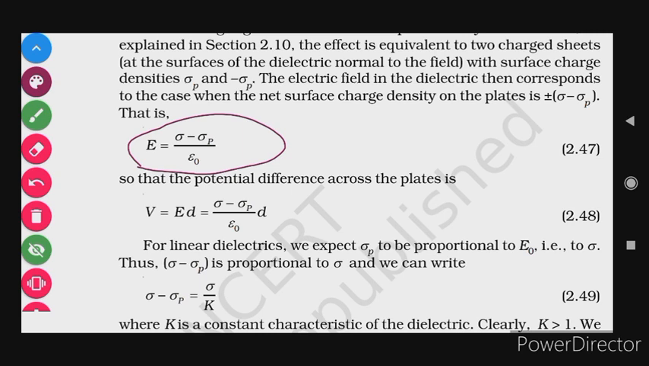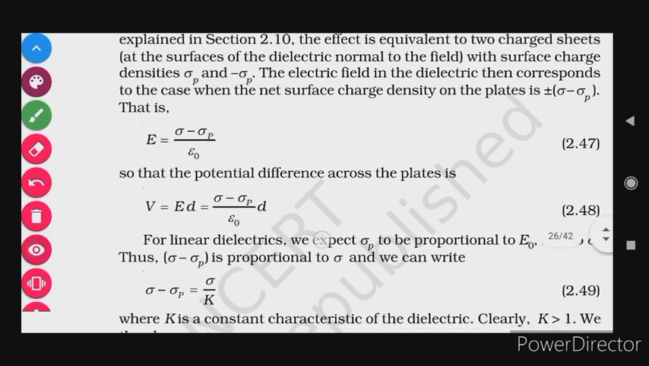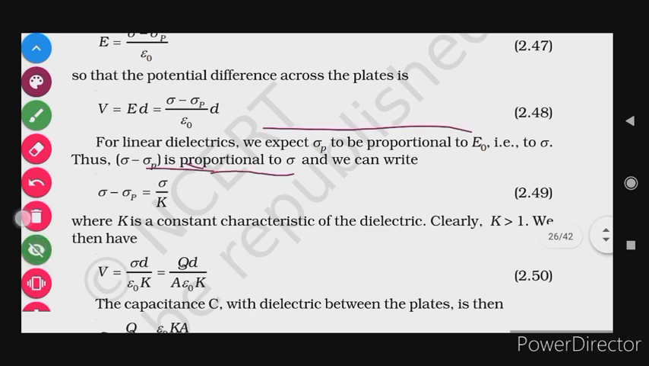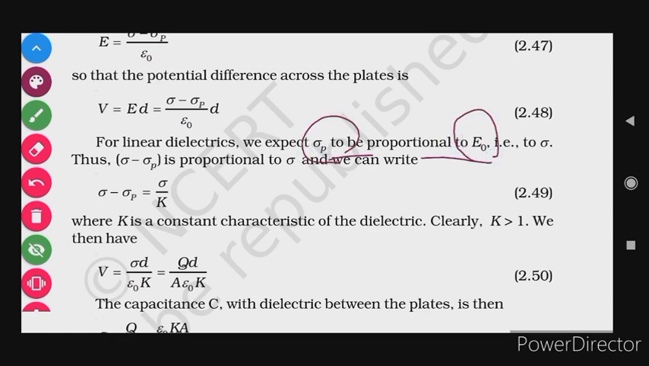So this is the electric field inside the dielectric, so the potential difference across the plates is V equal to E times d. You know what potential difference is: you simply multiply the distance between the plates by the electric field. For a linear dielectric, we expect sigma p to be proportional to E naught. The more the external electric field, the more the polarization, as we know. So sigma p is proportional to E naught.